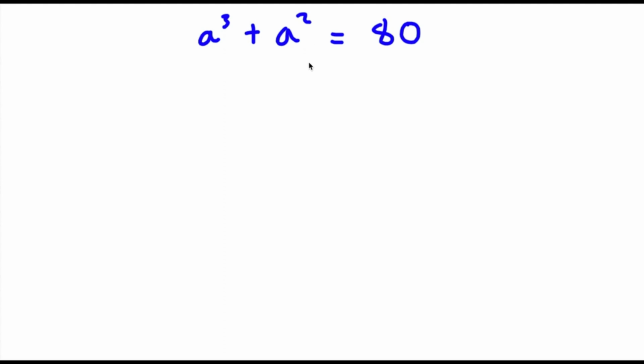In today's video, I'm going to be teaching you how to solve this Olympiad math equation. So we have a to the power of 3 plus a squared is equal to 80, and we want to find the value of a. So our solution.